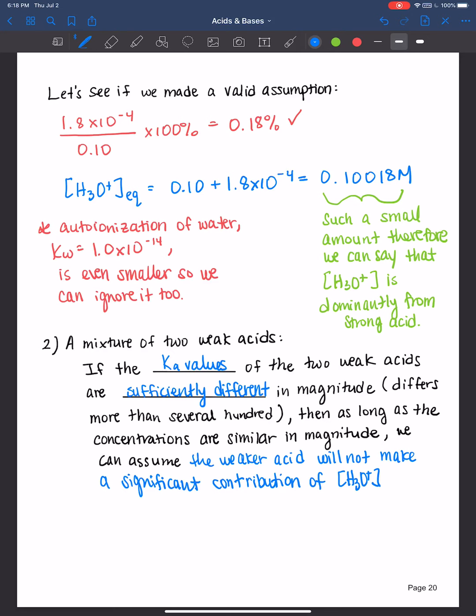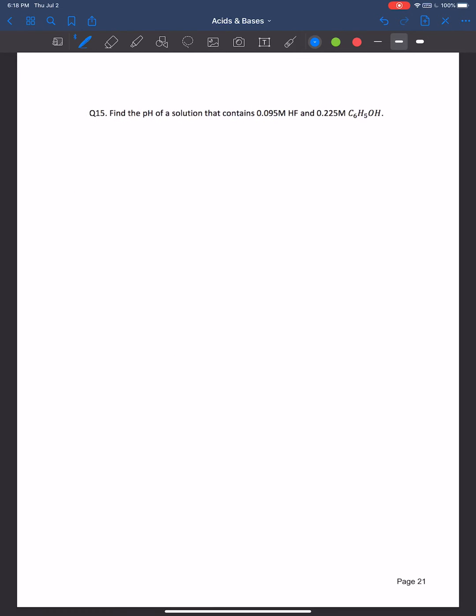Let's work an example together. Let's find the pH of a solution that contains 0.095 molar hydrofluoric acid and 0.225 molar phenol. All right, so first things first, we just have to look up the Ka values. The Ka value of hydrofluoric acid at 25 degrees Celsius is 6.8 times 10 to the negative fourth.